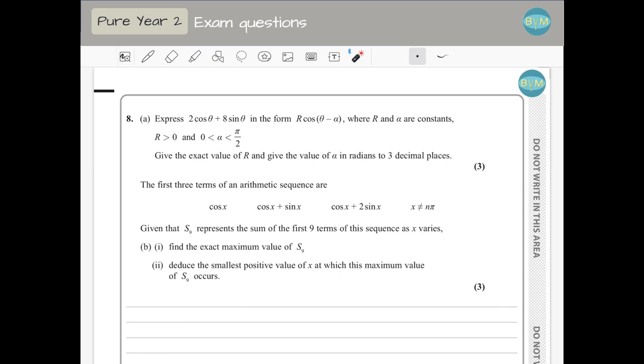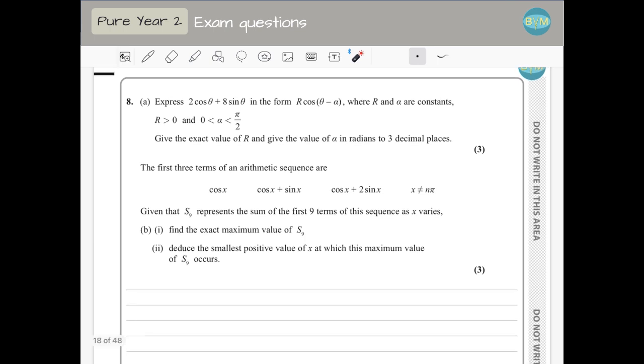Hello, this is question 8 on your June 2023 paper 2 from Edexcel. You have to express this expression in this form, where r and alpha are constants, r is positive and alpha is between 0 and pi over 2 radians. So we are working in radians. We have to give the exact value of r and the value of alpha in radians to 3 decimal places.